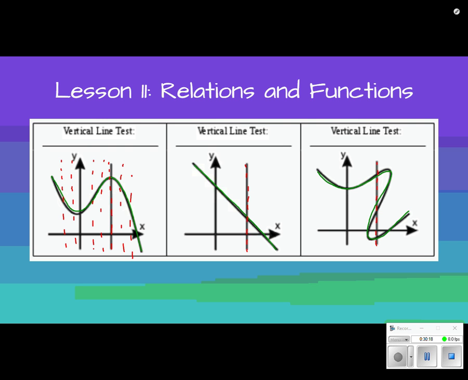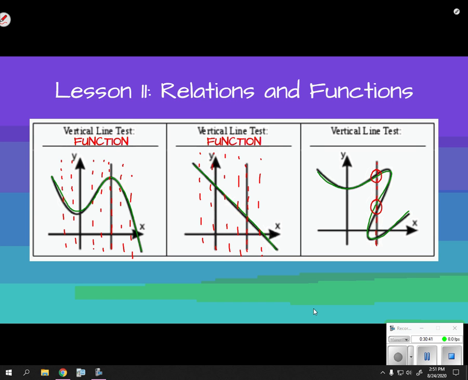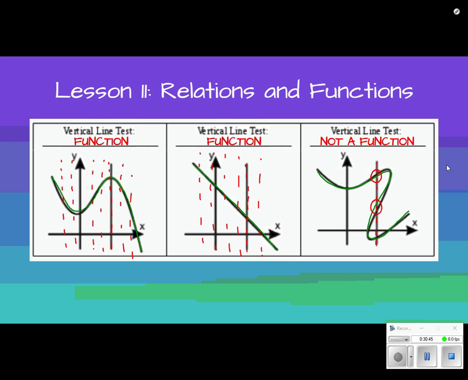So the one on the left is only crossing one time, so it's a function. Let's look at the one in the middle. It's crossing once, crossing once, crossing once, crossing once. Hey guys, that middle one's a function. Oh, look at this one. Even with this that's already there. See that? 1, 2, it's crossing twice. My green doesn't line up, but you know what's going on. Because that crosses twice, not a function. So that's your vertical line test part that you're watching out for.